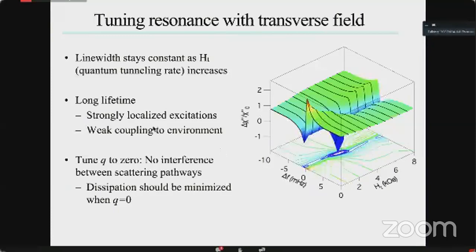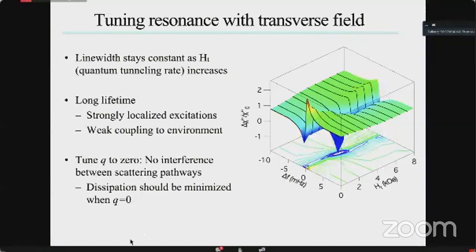You can see this is now a summary of all that data as a function of transverse field, where you're moving from one side of 0 to the other, and you can see the sharpness of this response. So there's weak coupling to the environment because of this large quality factor. And there's no interference then as Q goes to 0. So if there's no interference, the prediction is then that there should be no dissipation. Now remember, we're measuring the imaginary part of the susceptibility, which is a measurement of the dissipation.